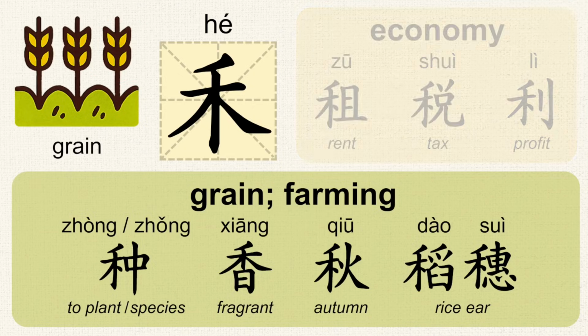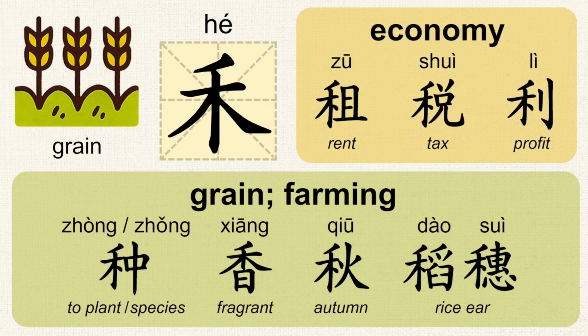Farmers used to also pay rent and taxes using the grain they produced, which explains why terms like 租 and 税 also contain 禾木旁, as does 利, as in 利益, which means profit or benefit.